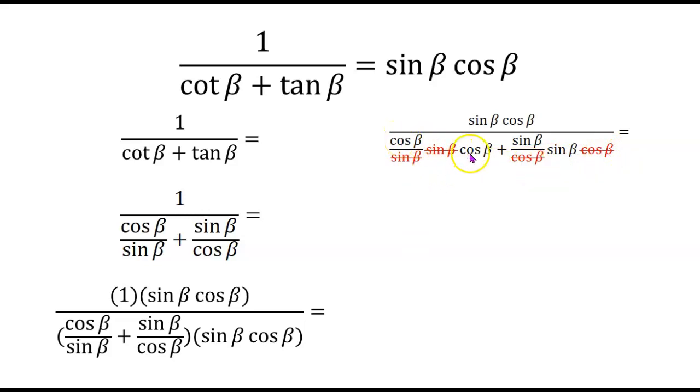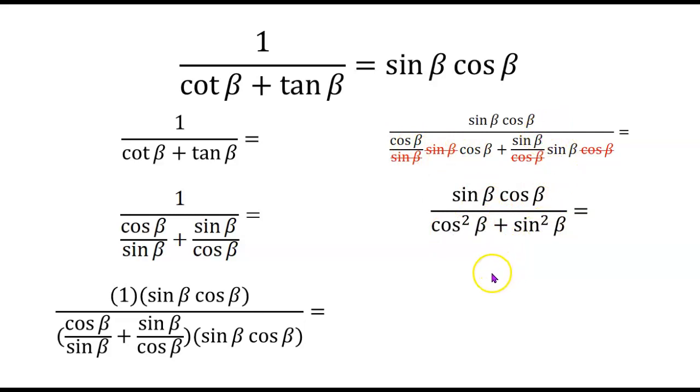So what do we have left? Well, we got a cosine times a cosine here, plus we got a sine times a sine here. So that's sine beta cosine beta over cosine beta squared plus the sine of beta squared. See if you can guess what happens next. Hint, it involves this cosine squared plus sine squared. That Pythagorean identity said that that's equal to 1.